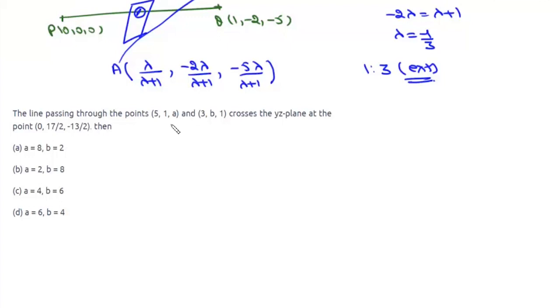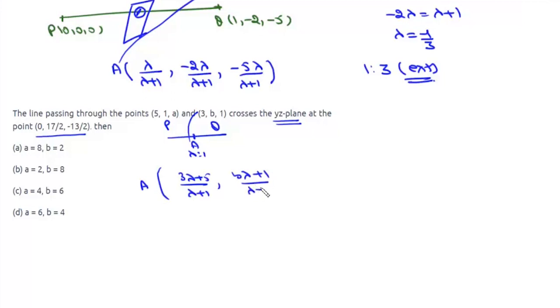Now here the question is, a line passing through the points say P and Q crosses YZ plane at a point 0, 17 by 2 and minus 13 by 2. Now let this point be A, and it divides it in the ratio lambda is to 1, so we can write 3 lambda plus 5 upon lambda plus 1, b lambda plus 1 upon lambda plus 1, and lambda plus a upon lambda plus 1. Now it is given that this point is 0, 17 by 2 and minus 13 by 2.